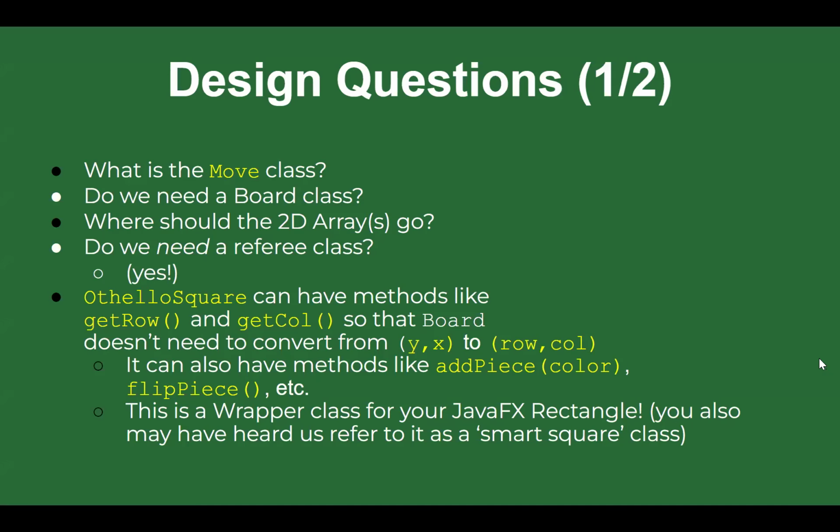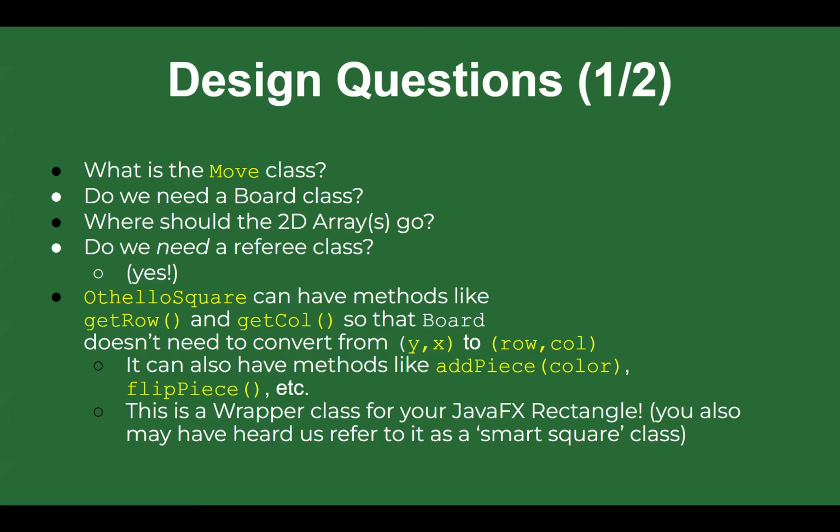So now let's talk about some of the most important design questions for Othello. Some of these we basically answer for you, but some of them you should think about. So, what is the move class? We talked about it before. It stores information about a potential move, but maybe you want to think about why that would be helpful. Do we need a board class? Yeah, you do. I think so. Where should the 2D arrays go? Is another good question. Do we need a referee class?